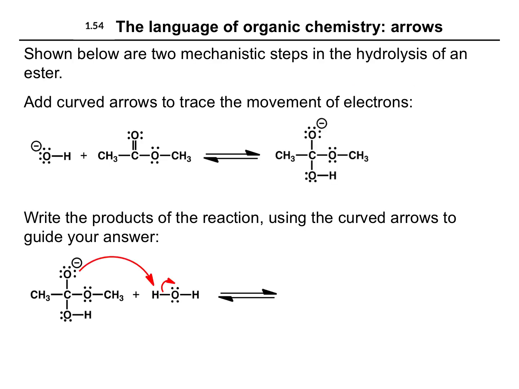Based on the little bit that we've talked about curved arrows, you now have the tools that you need to focus on a couple of mechanistic steps in the hydrolysis of an ester. We haven't even learned yet what an ester is or what hydrolysis means. This is a reaction that we're going to talk about second semester, but we can still demonstrate some important information about this. So in the first case, we're asked to add curved arrows to trace the movement of electrons. This is what we're starting with, and this is what we end with.